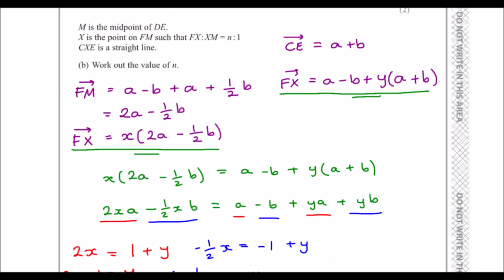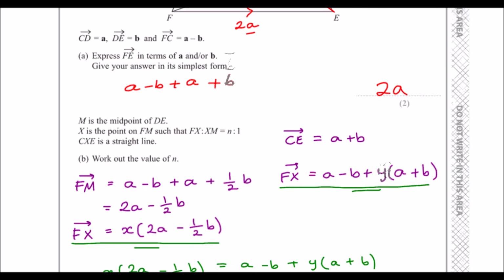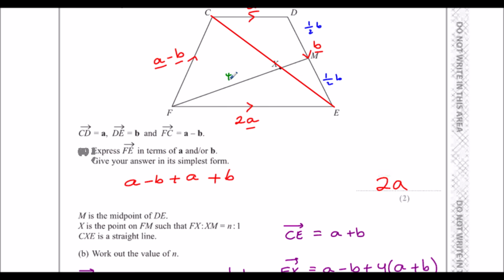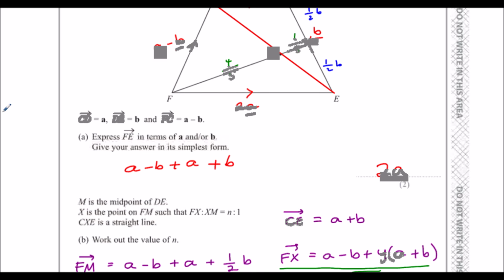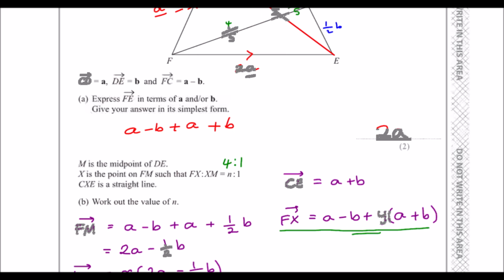But remember, we were dealing with a ratio thing up here. So x is 4/5 of the journey. X to m must be 1/5 because it has to add up to a whole. And we've got 4/5 of the journey and 1/5 of the journey. So what's the ratio? Well, it's 4/5 to 1/5, or 4 to 1. So f to x is 4 parts, x to m is 1 part. So our answer, n is 4.